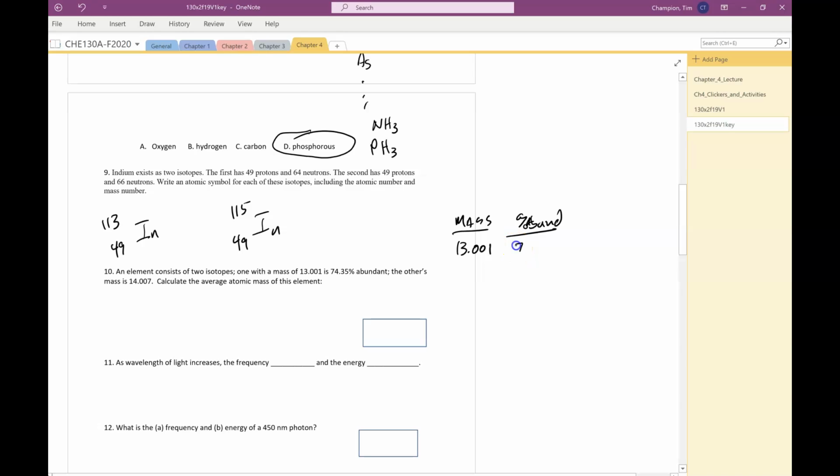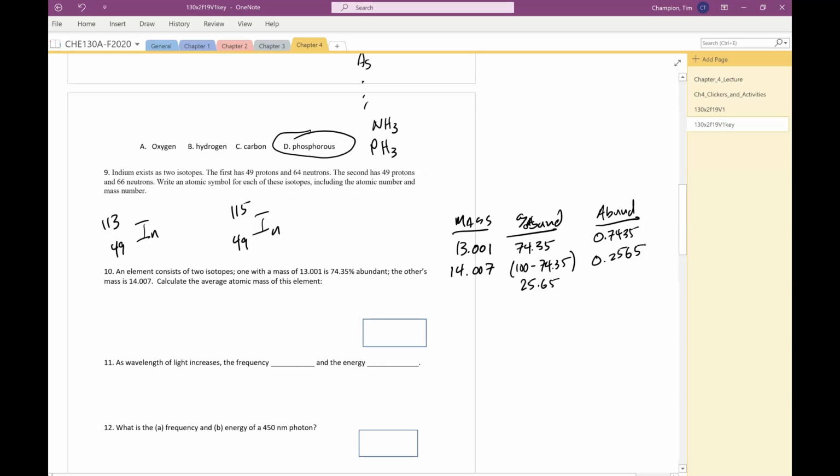So set 13.01 is 74.35, 14.007. This is going to be 100 minus 74.35 if those are the only 2 isotopes. So that's going to be 25.65, I think. Now, when you're doing calculations with these, I recommend that we convert percent abundance to abundance, which means that we move the decimal point to the left twice, drop the percent sign, and so we'd express these as these 2 numbers, 0.7435 and 0.2565.